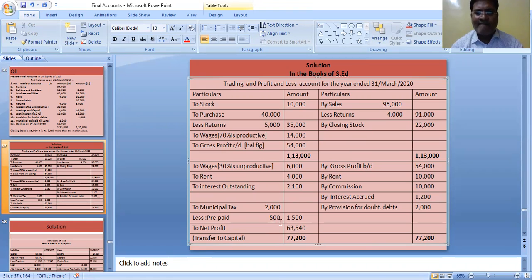Less prepaid 500. Prepaid why? Because 3 months extra. The 3 months value is coming as 500. That means 2000 divided by 12 multiplied by 3 is coming 500. 1500 is the municipal tax we have written over here.